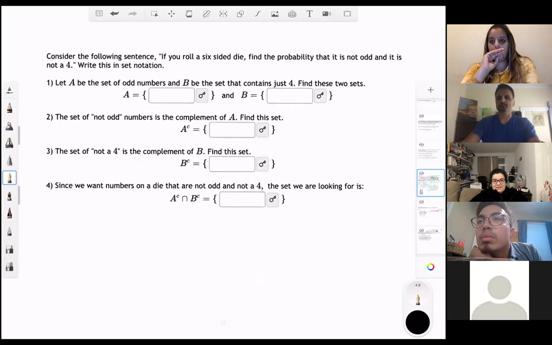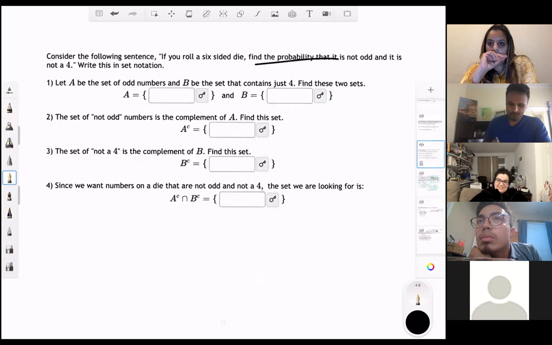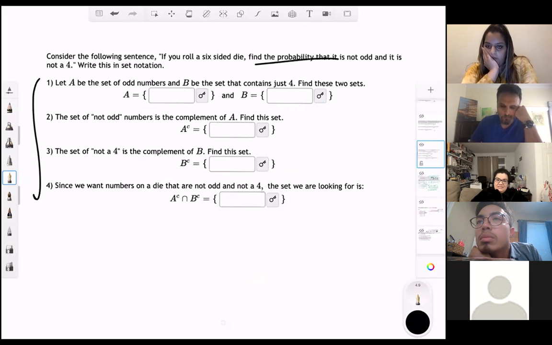So that's the homework question. I think it's due tomorrow night. Consider the following sentence. If you roll a 6-sided die, find the probability that the result is not odd and is not 4. So we are finding this answer through these steps. Let A be the set of odd numbers.